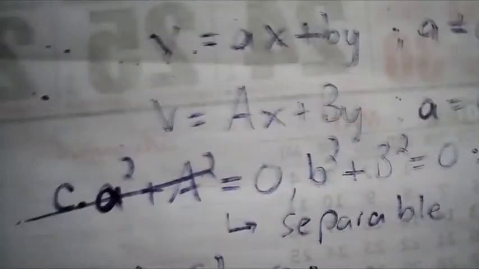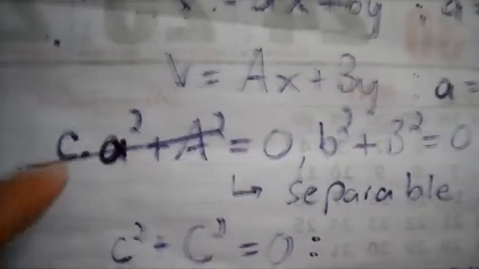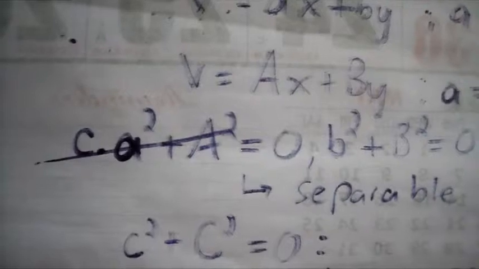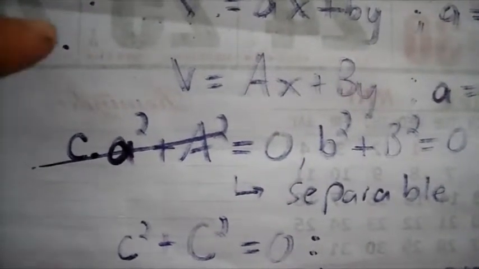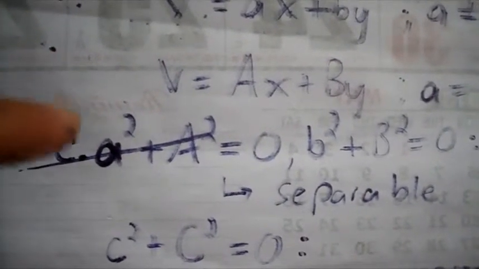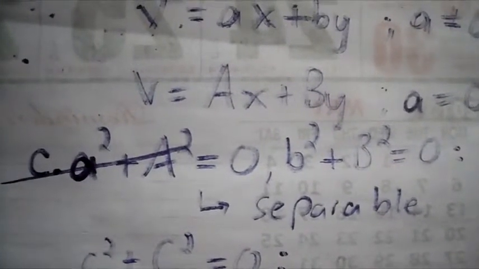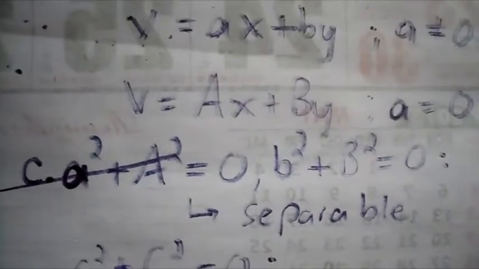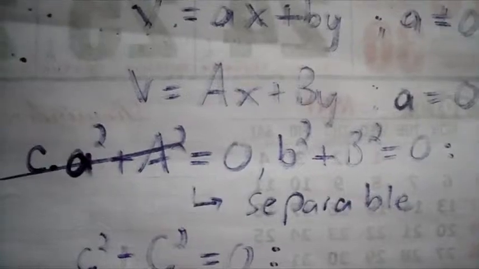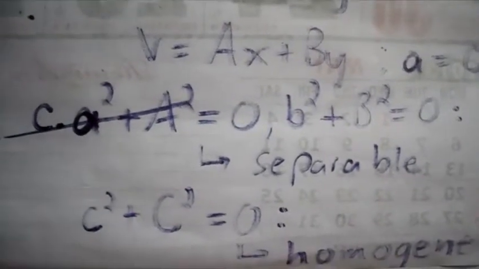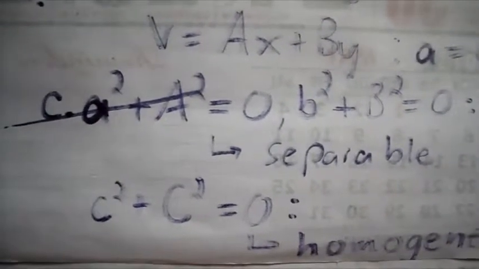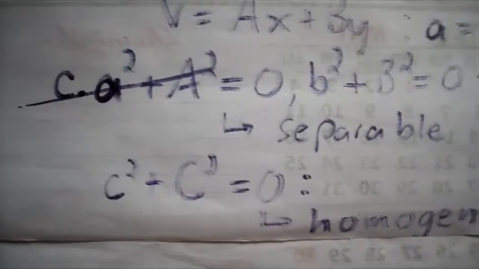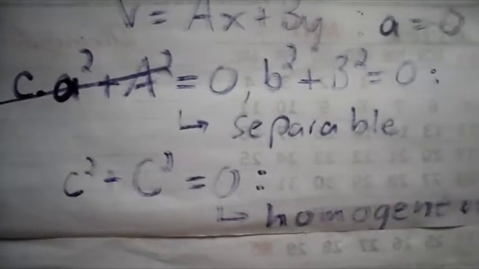And lastly, we are asked to solve for c. If lowercase a squared plus uppercase A squared is equal to 0, and lowercase b squared plus uppercase B squared is equal to 0, the given equation can be transformed into a separable equation. And if the squares of the c's is equal to 0, it can be transformed into a homogeneous equation.